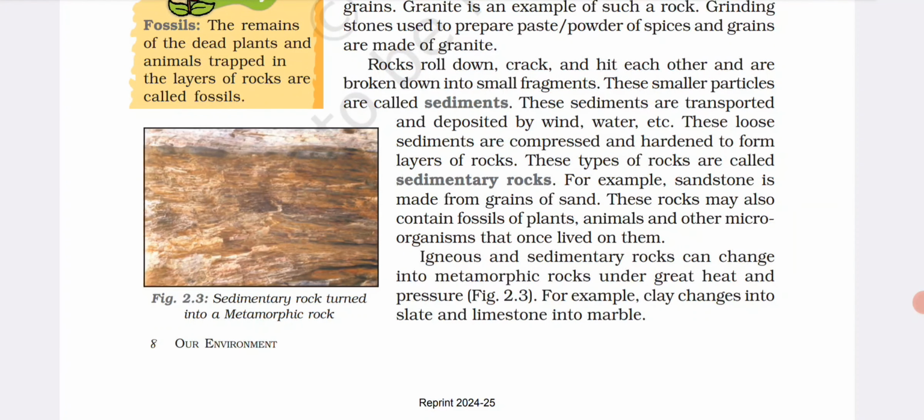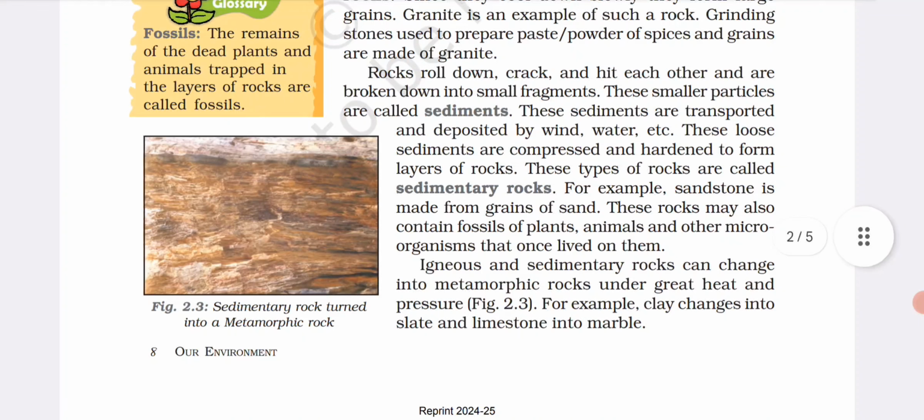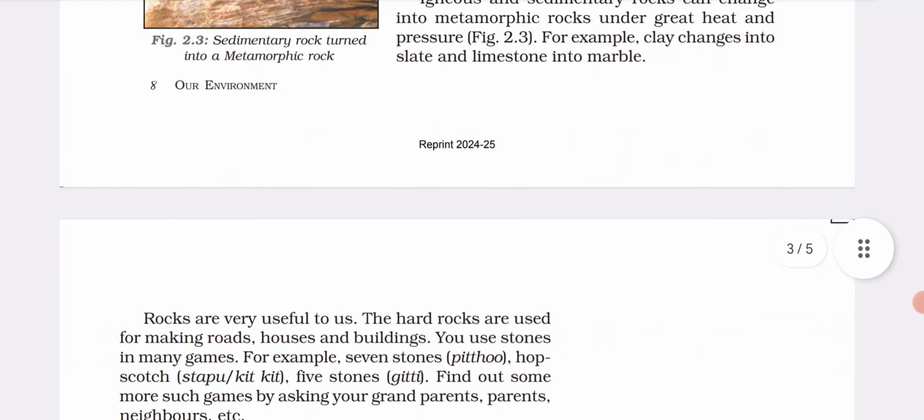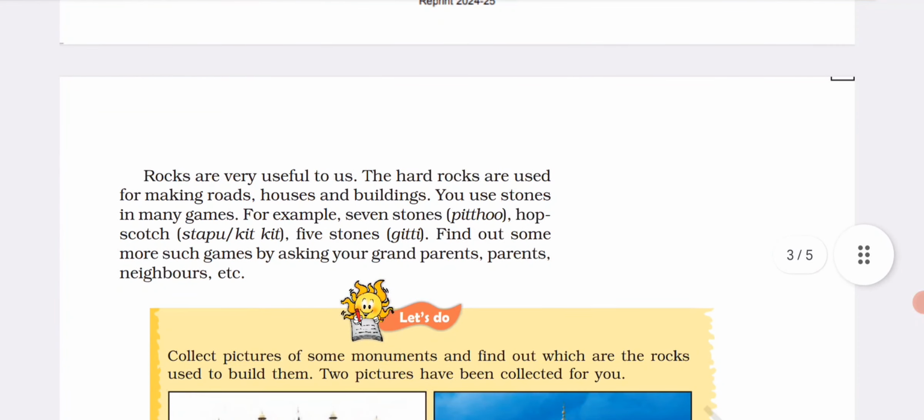Igneous and sedimentary rocks can change into metamorphic rocks under great heat and pressure. For example, clay changes into slate and limestone into marble. Fossils: the remains of dead plants and animals trapped in the layers of rocks are called fossils. Rocks are very useful to us. The hard rocks are used for making roads, houses, and buildings. You use stones in many games.